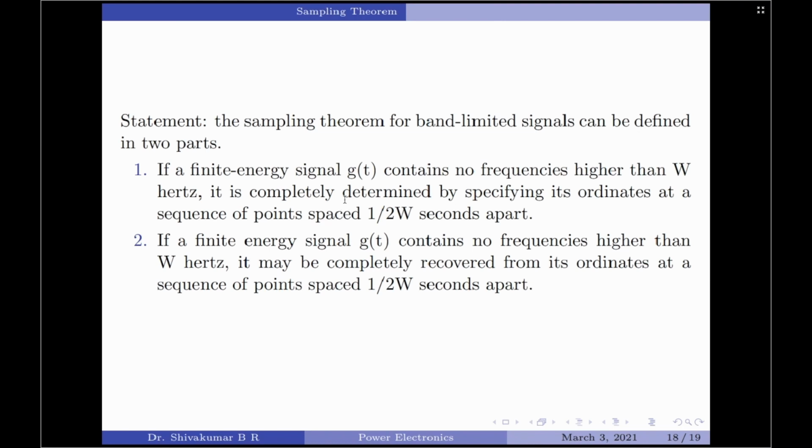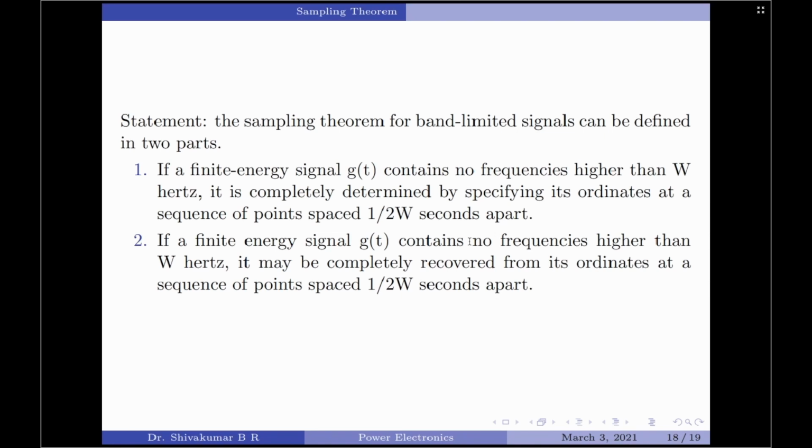That is about sampling. Coming to the reconstruction, we once again start by the same sentence, that is, if a finite energy signal G of t contains no frequencies higher than W hertz, then it may be completely recovered. Please note, completely recovered from its ordinates, which are nothing but samples, which are then supposed to be placed at a sequence of points spaced 1 by 2W seconds apart. So, this is what is the overall definition and statement of sampling theorem.